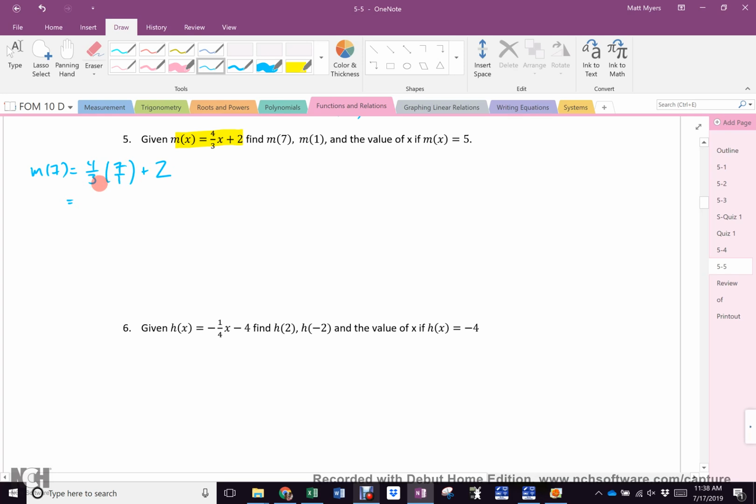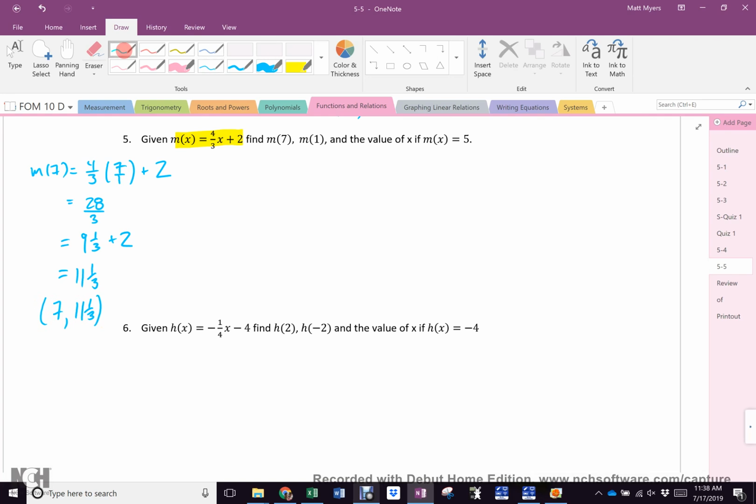Everyone agrees? 28 over 3, which is 9 1/3, plus 2. What is 9 plus 2? So what is 9 1/3 plus 2? 11 1/3. What is the point that would go on the graph? 7 and 11 1/3. Easy peasy, lemon squeezy.